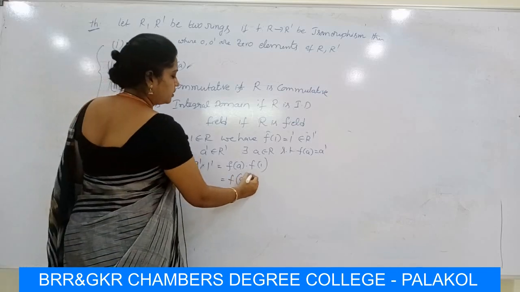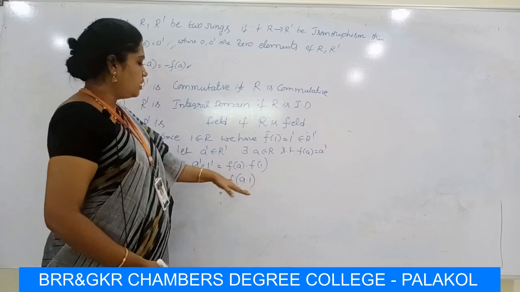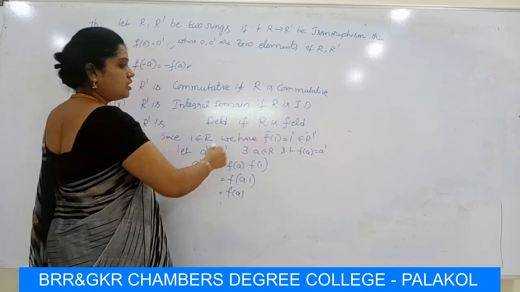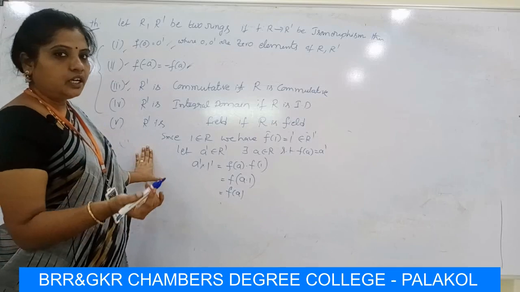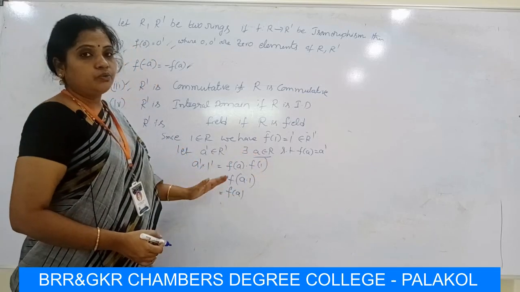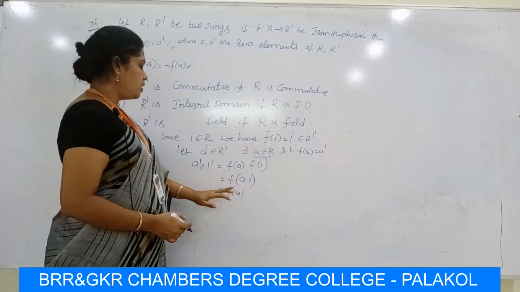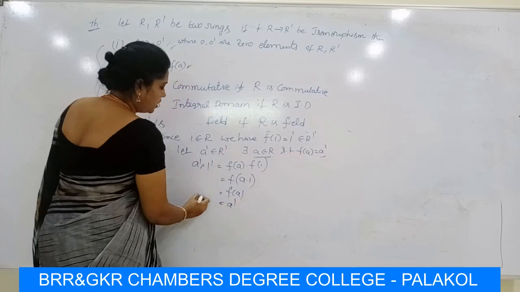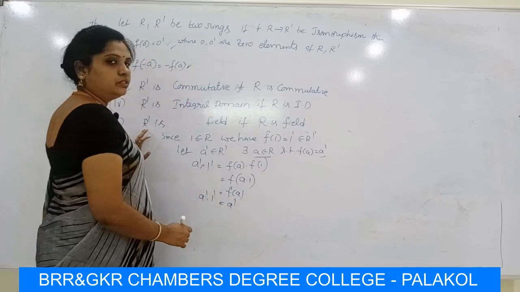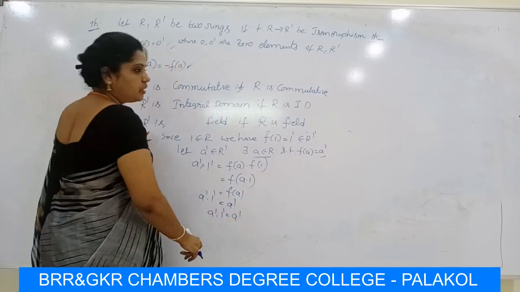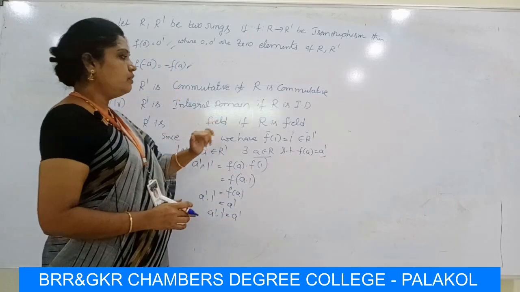So f(a into 1) is a, because here 1 is the unity element of the ring R and a is an element of R. So a into 1 is a. So again f(a) is a'. So here a' into 1' is equal to a'. Similarly 1' into a' is equal to a'. Therefore 1' is the unity element of R'.